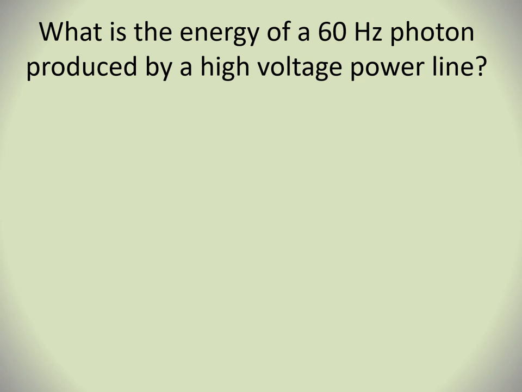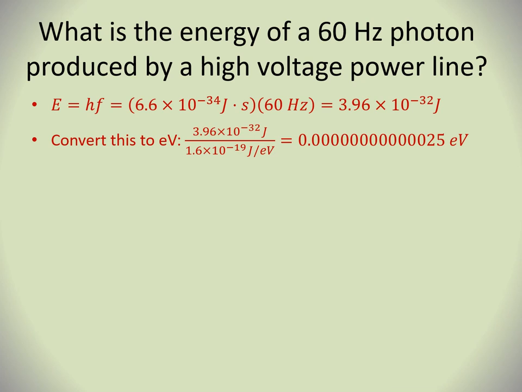So we do the same thing. E = hf. We don't have to do the c over lambda thing because we have the frequency given to us. Put 60 hertz in there, and it's 3.96 times 10 to the minus 32 joules. Converted to eV, this turns out to be about a couple of times 10 to the minus 13 eV.